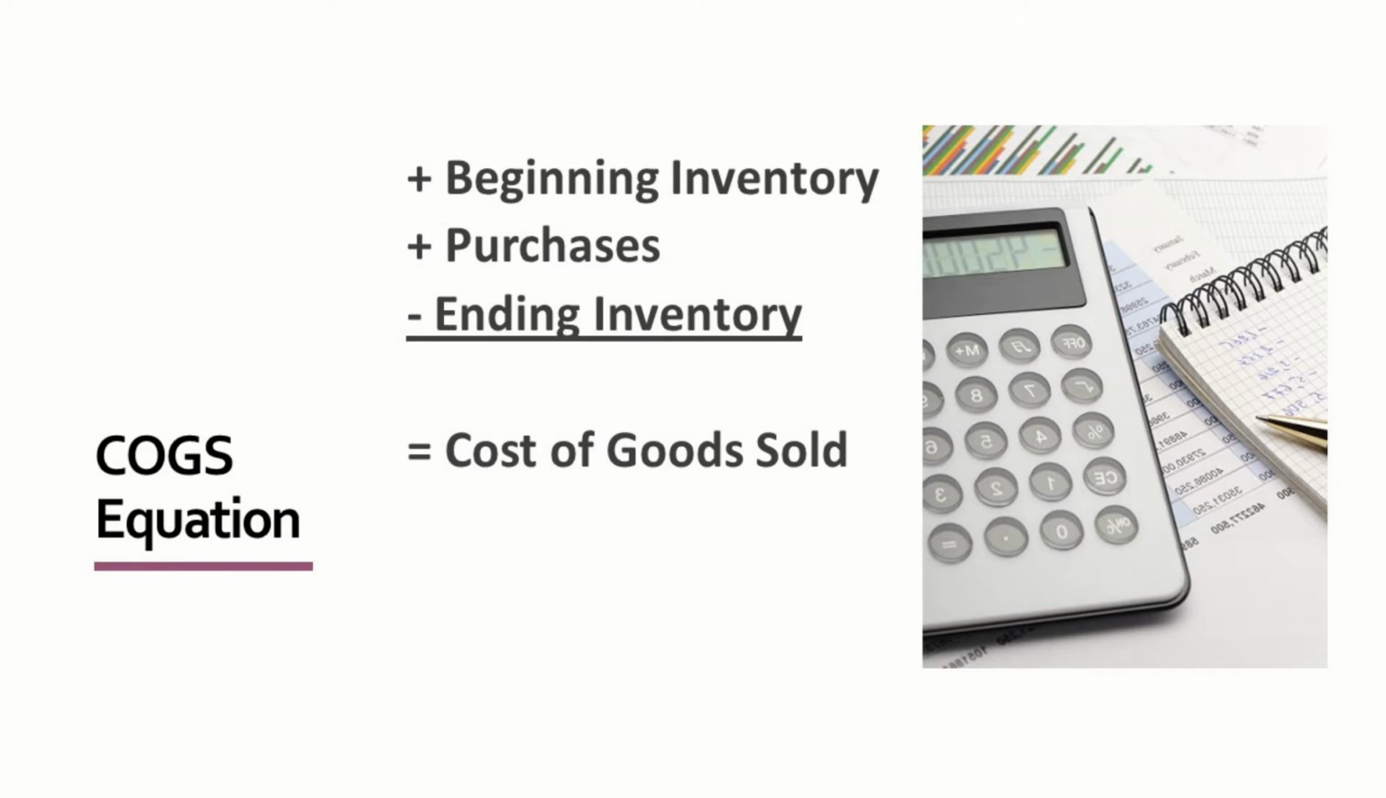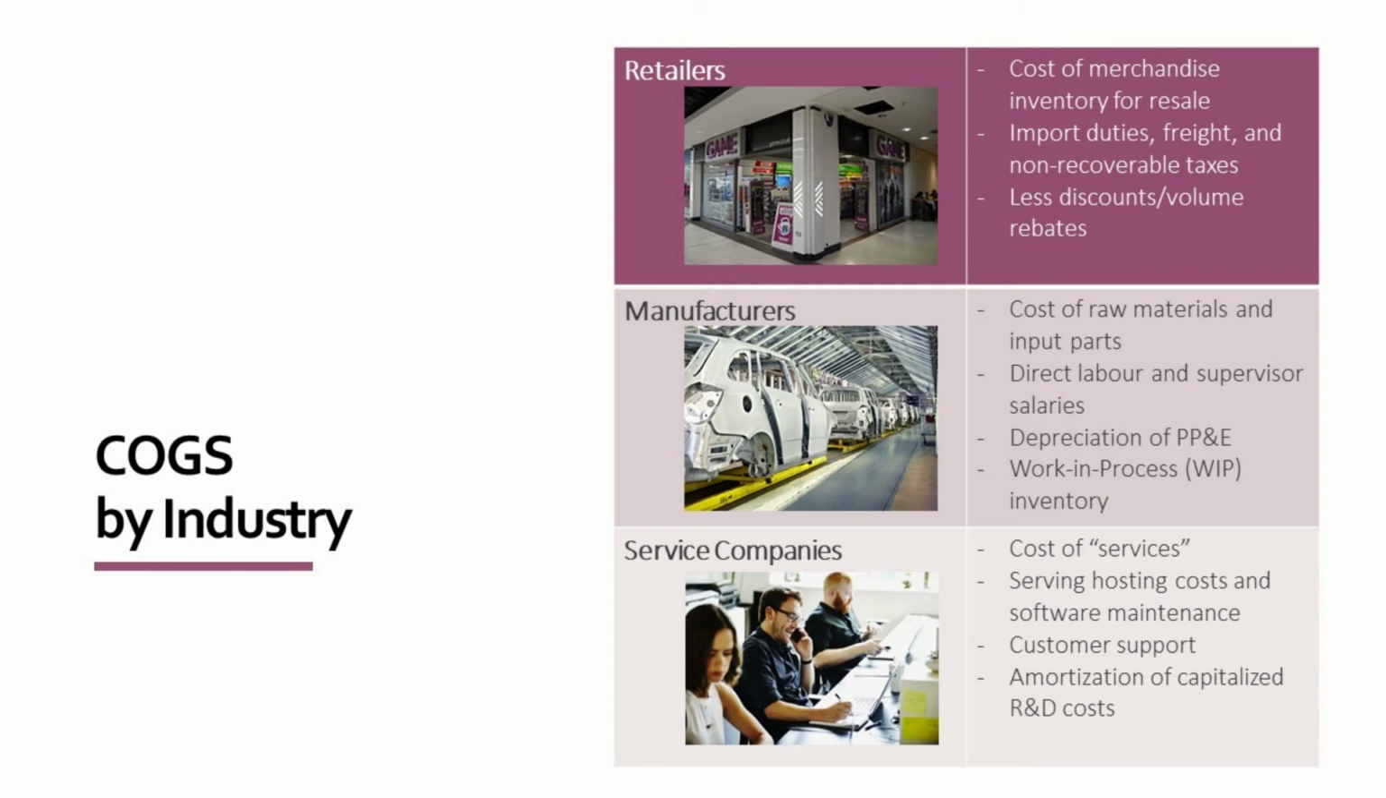COGS inputs differ by industry, but the fundamental determination is the same, and that is that COGS consists of the direct costs associated with the procurement, production, or performance of goods and services. The key word here is direct, which will get drilled into your head as we discuss a couple of the common industries. For retailers, COGS primarily is the cost to purchase the merchandise for resale, but also includes less significant costs such as freight, duties, and other non-recoverable input taxes.